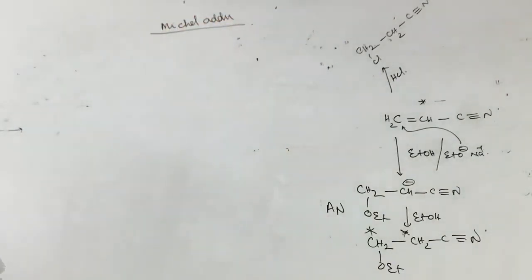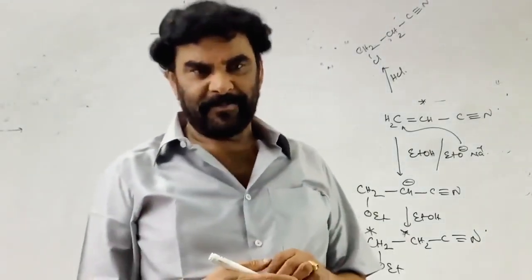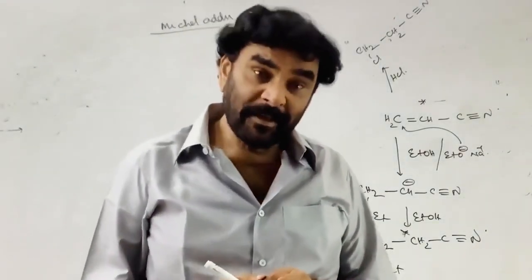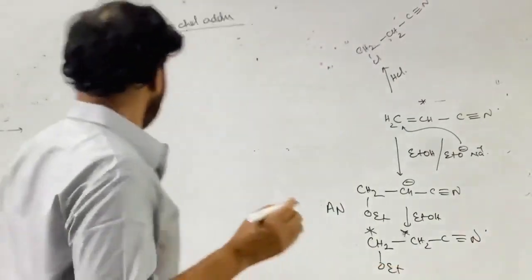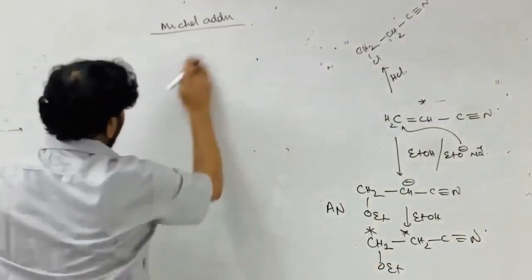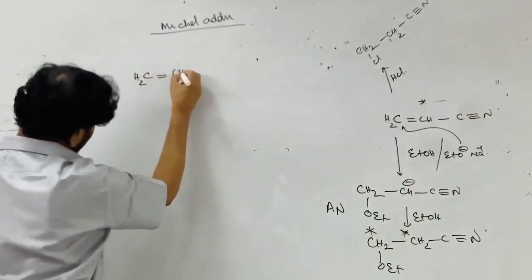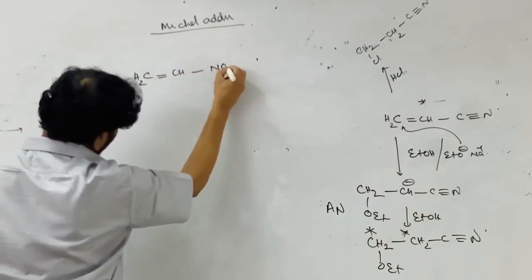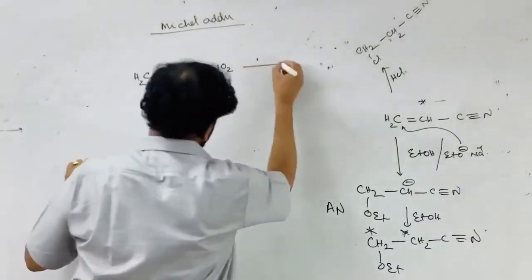Michael addition reaction is an addition reaction on the carbon-carbon double bond, activated ethylenic center, where the nucleophile is a carbanion, like Grignard reagent. Now CH2 double bond CH. Let me take the nitro group. It is an activated ethylenic center. It takes part in the nucleophilic addition reaction. You know, it is not a special thing.